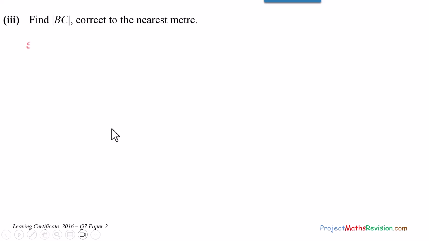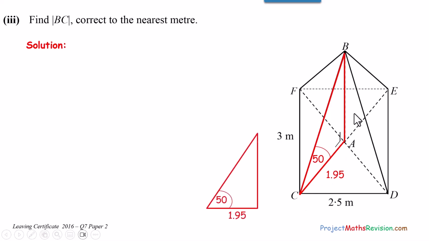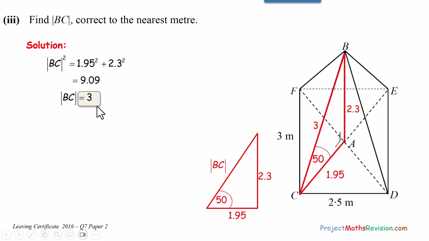In part 3, we're asked to find the length BC correct to the nearest meter. So once again, let's focus on the right angle triangle ABC. We have 1.95 from part 1. We have 2.3 from part 2. So if we take this right angle triangle out, we can use Pythagoras. So we could say BC squared equals 2.3 squared plus 1.95 squared, which is 9.09. So BC is the square root of 9.09, which to the nearest meter is going to be 3 meters.